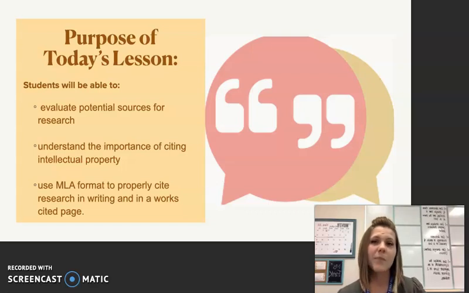I'm hoping that by the end of this unit, students will be able to evaluate potential sources that you can use for research. I'd like students to understand the importance of citing intellectual property. And lastly, students will be able to use MLA format to properly cite research in their writing and in a works cited page. So let's begin.